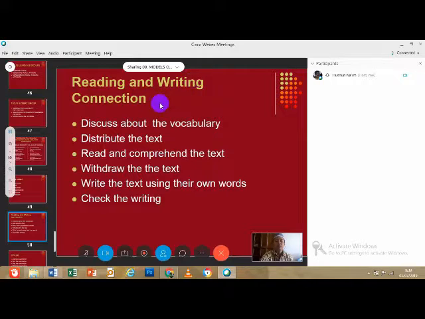Reading and writing connection. Discuss the vocabulary, distribute the text, read and comprehend the text, withdraw the text, write the text using their own words, and check the writing.